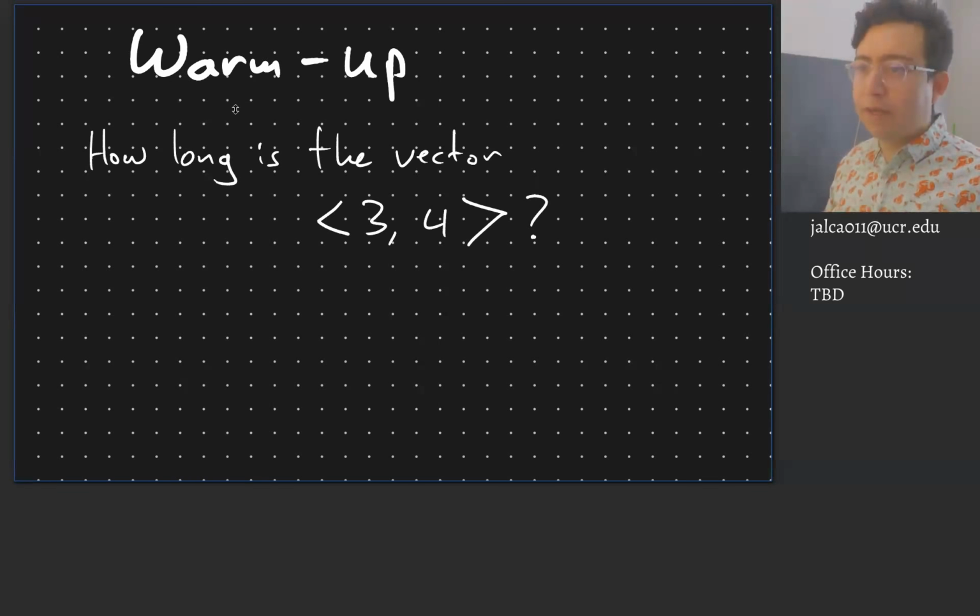So let's start with number 1 here, which is to find an equation for the line through this point, 2, 1, 3, in this direction.